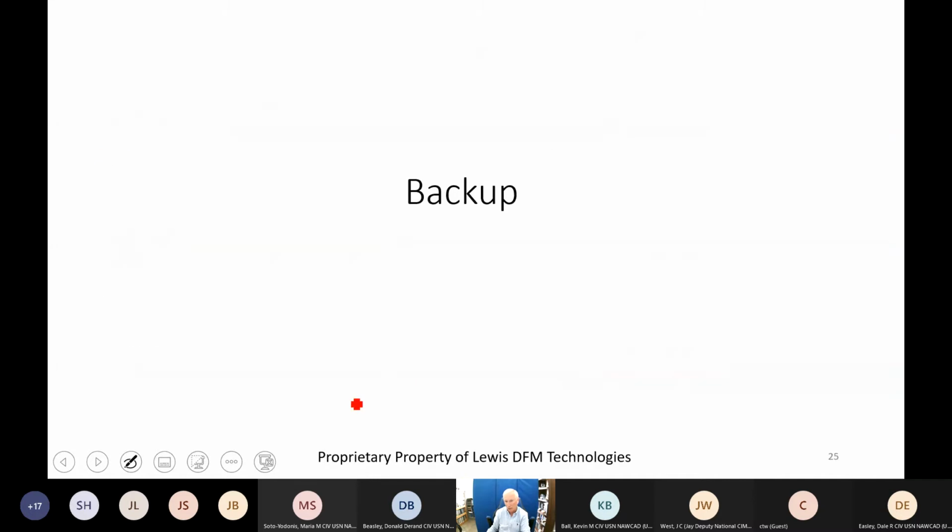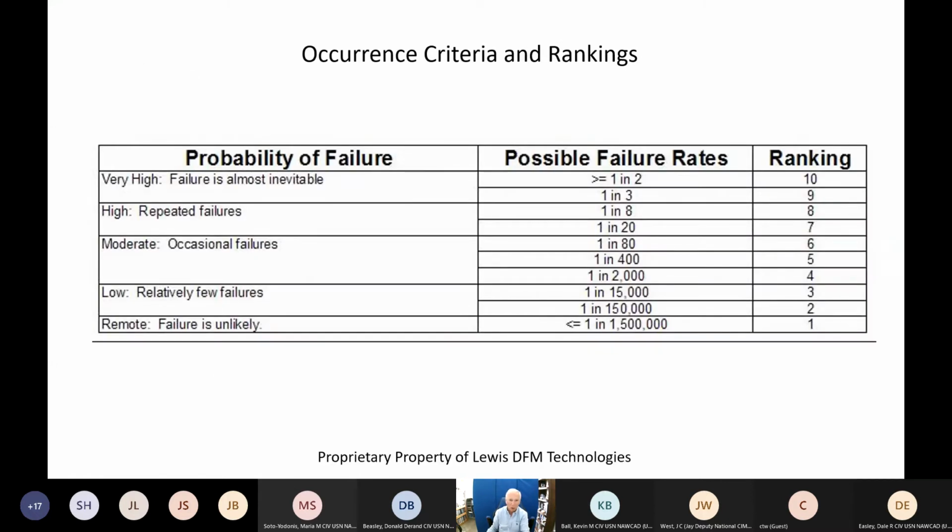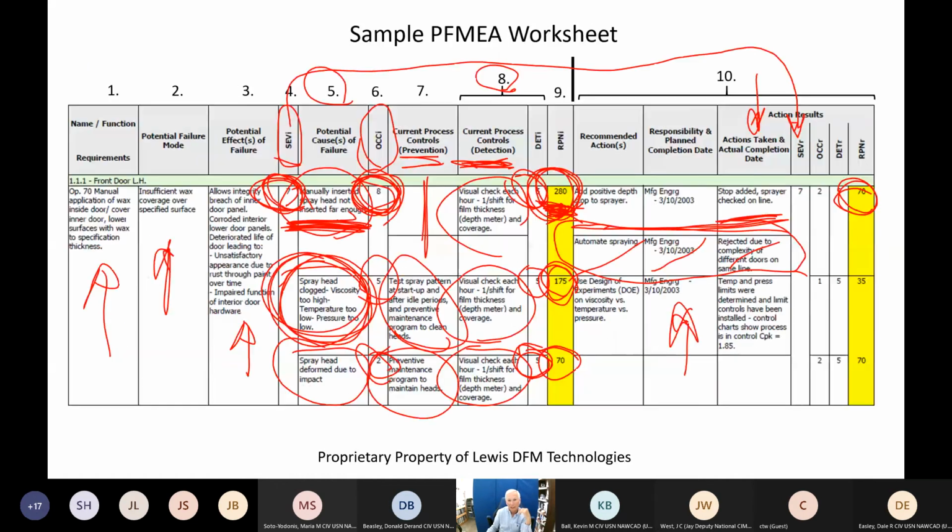And that is my last slide. But before I take questions, I want to show you that we have a recommended severity criteria and rankings in backup, and occurrence criteria and rankings, or the probability of failure and possible failure rates that lead to potential rankings, and it may help you not argue as much. So with that, I'm going to open the discussion up for questions, if there are any.